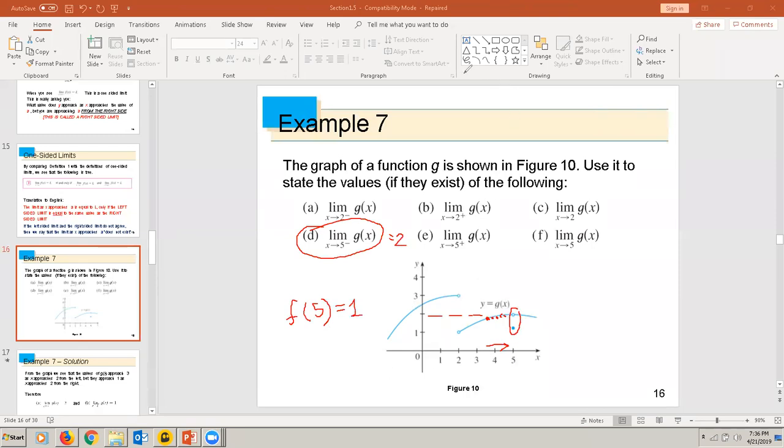All right, let me come in from the right side. So let's do part E. What about the limit as x approaches 5 coming in from the right side? Let me draw some blue dots to move along the curve as I'm getting closer and closer to 5 coming in from the right side. Well, you might notice we're going to end up with a y value of 2 again.